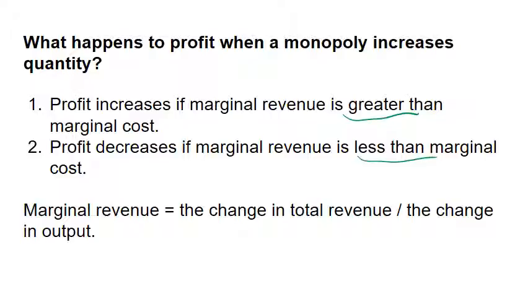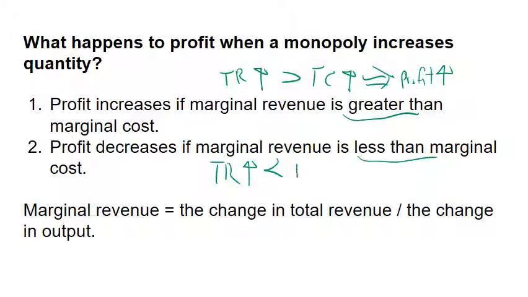That an increase in output makes profit increase when marginal revenue is greater than marginal cost is logical. If my increase in total revenue is greater than the increase in total cost, that's going to make my profit rise. The difference between total revenue and total cost is going to be going up. On the other hand, if the increase in total revenue is less than the increase in total cost, that's going to make my profit go down.